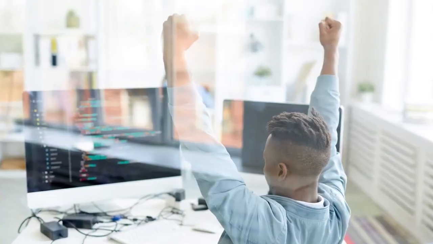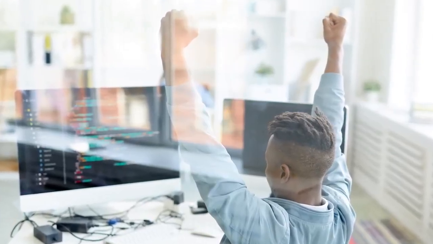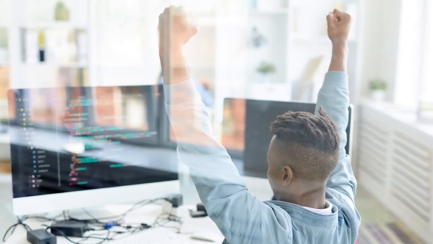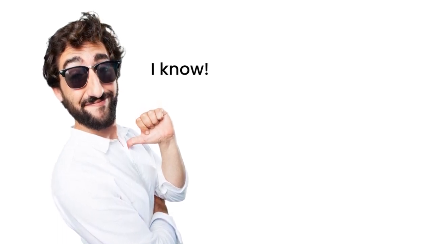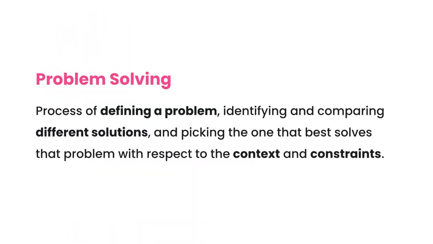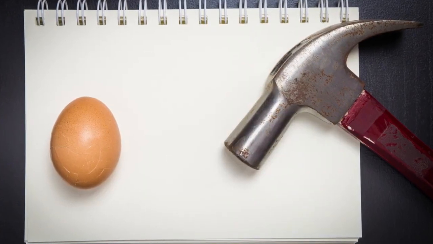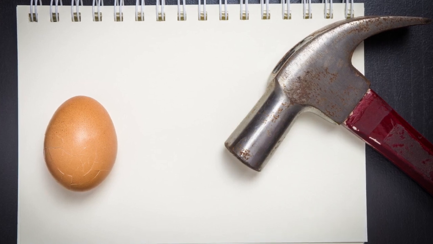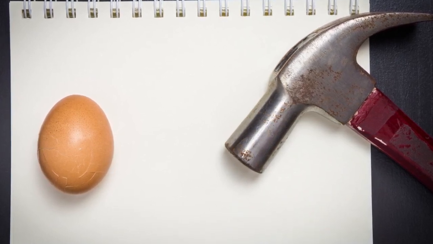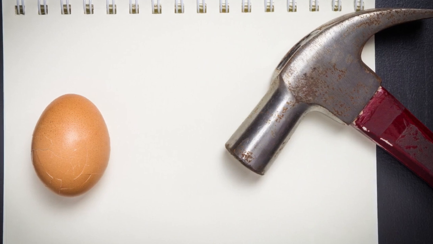One of the major issues we have in the software industry these days is that developers are more excited about languages, tools, and frameworks than solving problems. A lot of developers out there, even those with years of experience, have no idea what I mean by problem solving. They think they do, but they really don't. Problem solving is the process of defining a problem, identifying and comparing different solutions, and picking the one that best solves the problem with respect to the context and constraints. A lot of developers out there dismiss the context and constraints, and they see things as black or white. They have their favorite languages and tools, and they use them for every single problem.